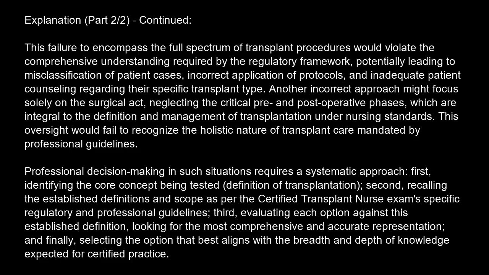Professional decision-making in such situations requires a systematic approach. First, identifying the core concept being tested: the definition of transplantation. Second, recalling the established definitions and scope as per the certified transplant nurse exam's specific regulatory and professional guidelines. Third, evaluating each option against this established definition, looking for the most comprehensive and accurate representation. And finally, selecting the option that best aligns with the breadth and depth of knowledge expected for certified practice.